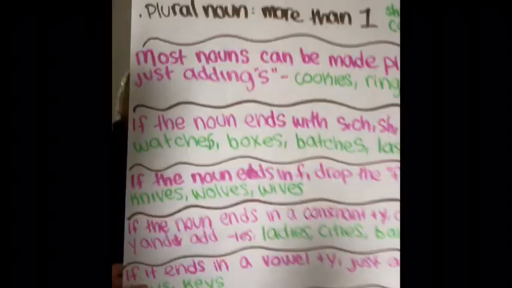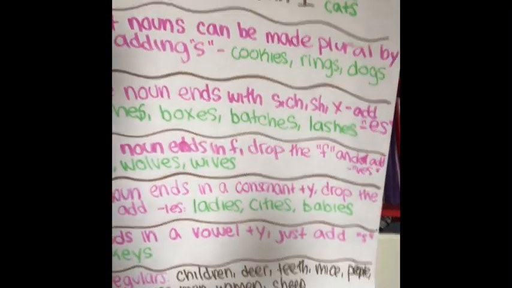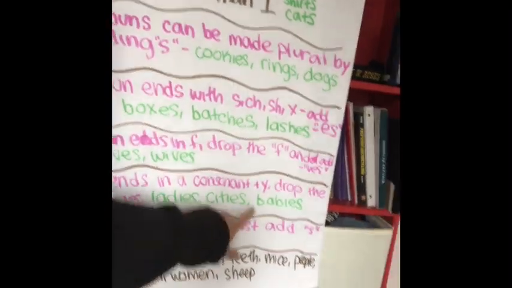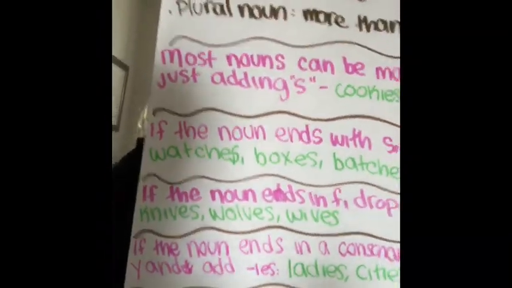So I know I have to drop the y and add ies, but that's not true for every single word that ends in a y. If it ends in a vowel and then a y, you drop the y and just add s. Drop the y and just add s. And those examples are like days and keys. And that's because it doesn't end in an e sound. If it ends in an e sound like lady or city or baby, then you add ies. If it doesn't end in an e sound, you just add s.